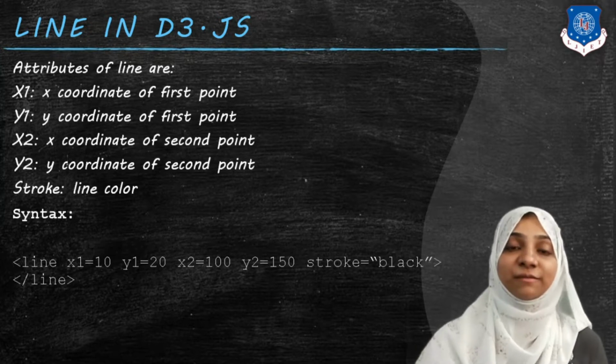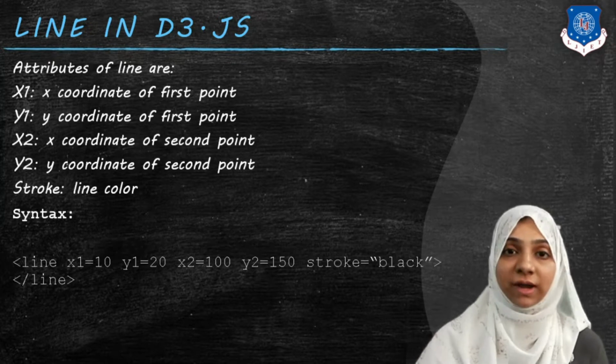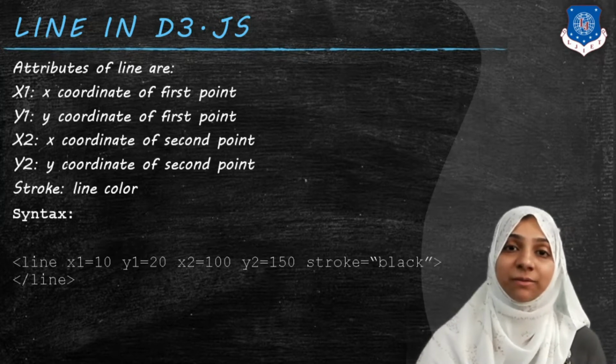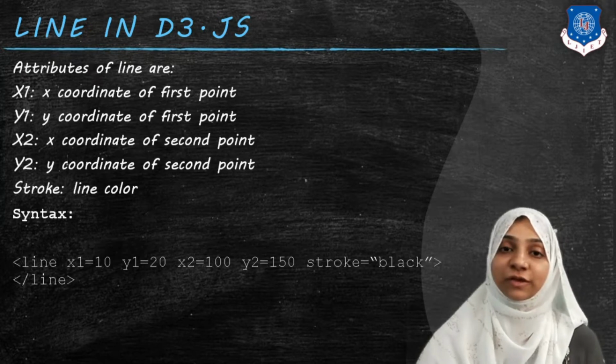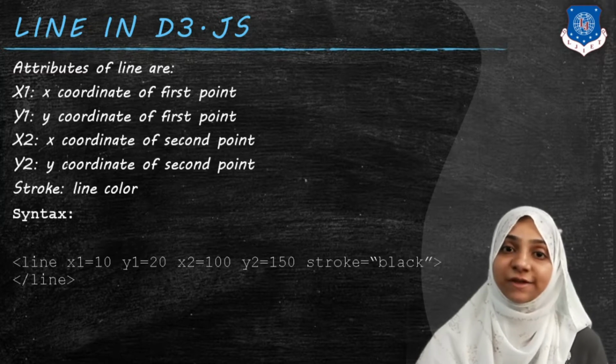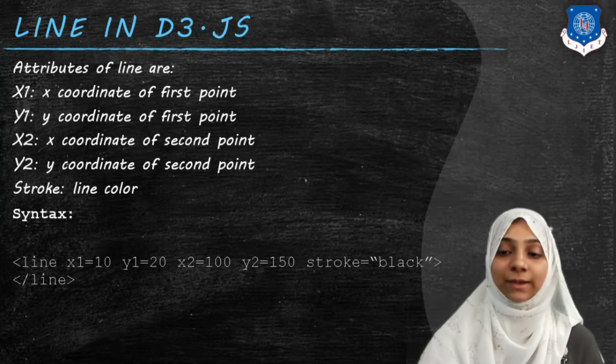We all know a line is made up of 2 points, that's why we will have 2 points in total to draw a line. So the x and y coordinates of the first point are x1 and y1 respectively. For the second point, the x and y coordinates are denoted by x2 and y2. So the complete tag within an SVG to draw a line is line x1 is equal to the x1 value, y1 is equal to the y1 value. Similarly, x2 is equal to the x2 value and y2 is equal to the y2 value.